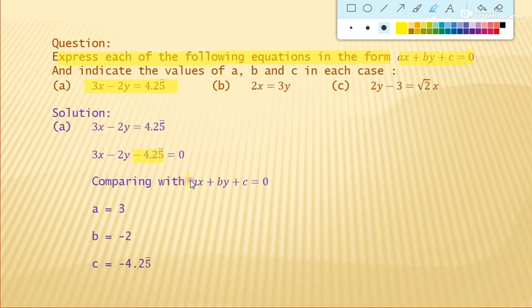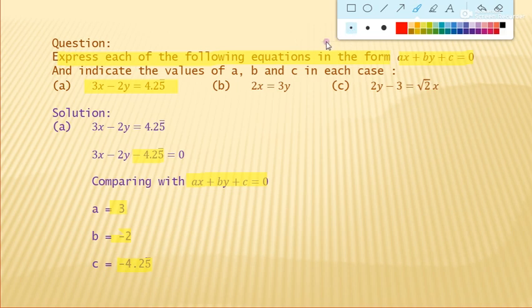Now we will compare it with ax plus by plus c. So what is the value of a? Definitely the value of a is 3. You can compare it easily. And what is the value of b? Minus 2. And the value of c, the constant term, is minus 4.25 bar. I hope you understood. Similarly, try to do the remaining portion.